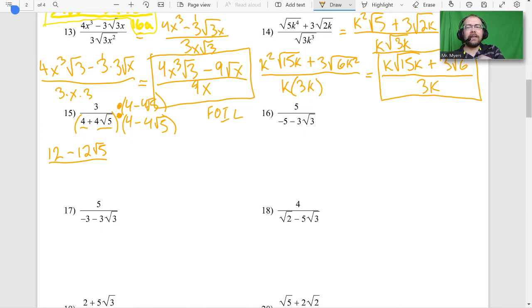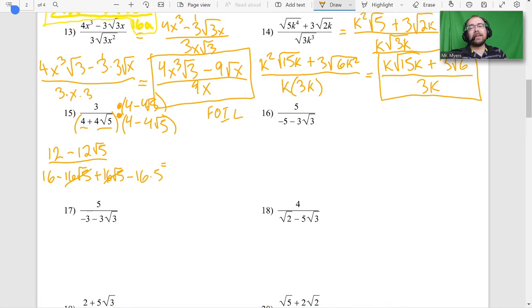Okay, so when I FOIL this out, first times the first. Outer times the outer. 4 times minus 4 root 5 is minus 16 root 5. Inner times the inner, plus 16 root 5. Last times the last, minus 16 root 25, or 5. And that's actually going to get rid of the square roots. You're like, oh, hey, but they're still square roots. Oh, but they cancel because they're the exact same square root.